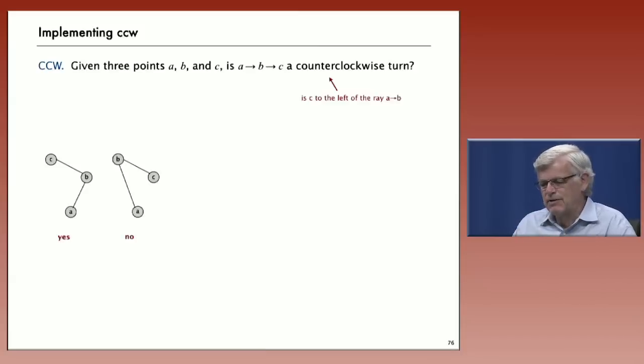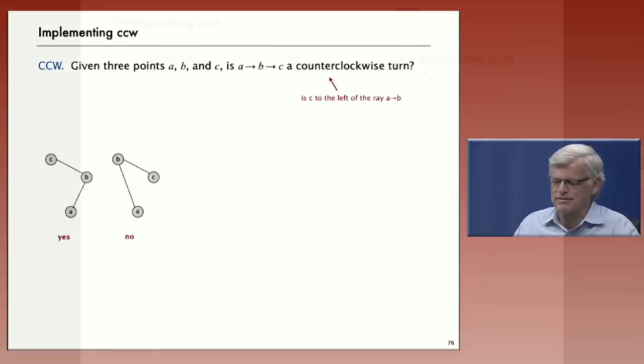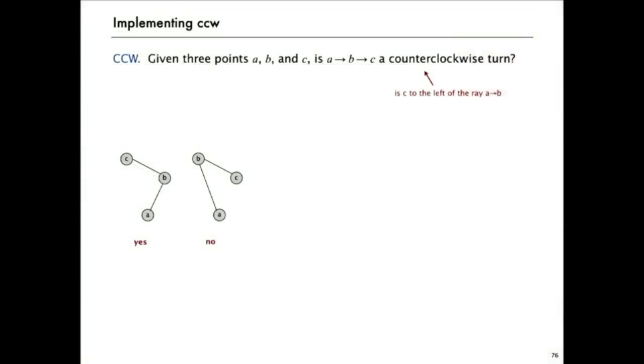So the main part of computation that we haven't really talked about, and we'll cover briefly, is if we have 3 points, A, B, and C, and you go from A to B to C, are you making a counterclockwise turn or not? So in the example at the left, A to B to C is counterclockwise. The example at the right, A to B to C is not counterclockwise. If you're going from A to B, you turn left to get to C in the first case, and you go right to get to C in the second case.